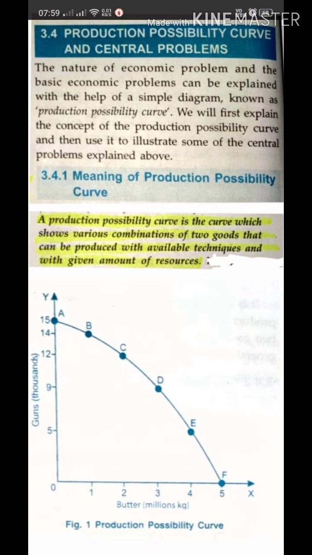I hope you understand. Why? Because you have a limited amount, and you have to utilize it for both. So see the schedule. If you make A, then 0 butter, 15 guns you are making. So what is marginal opportunity cost?